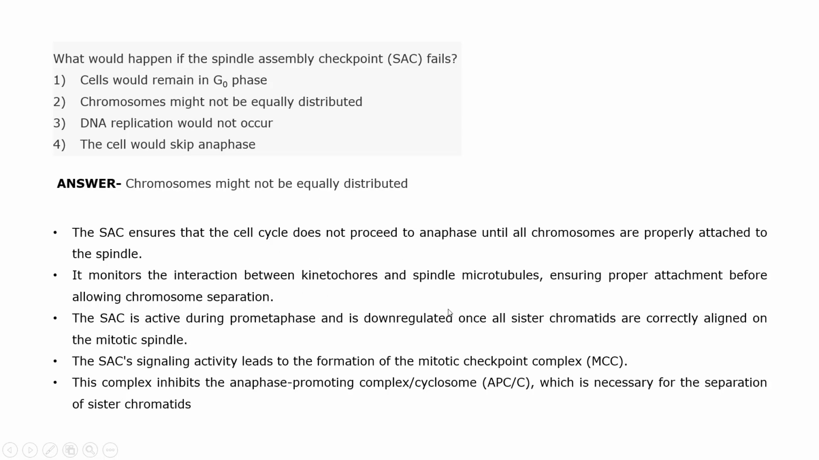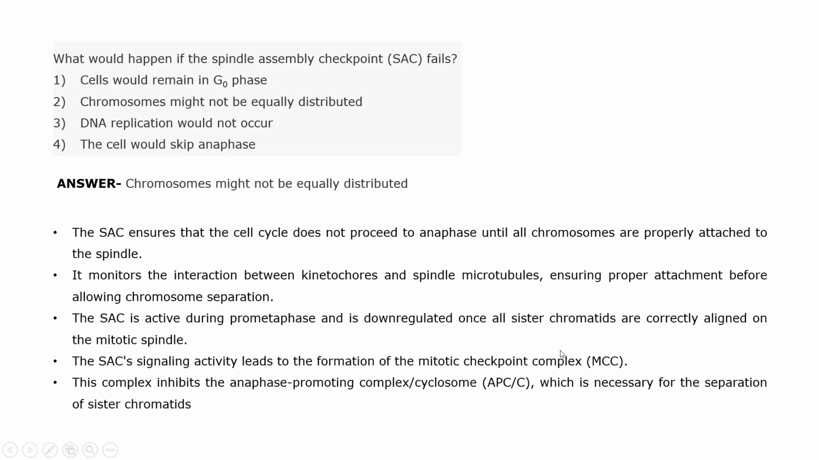It monitors the interaction between kinetochores and the spindle microtubules, ensuring proper attachment before allowing chromosome separation. And it is active during the prometaphase stage and is downregulated once all the sister chromatids are correctly aligned on the mitotic spindle. So once that is achieved, there is no need for this checkpoint to be active. All the components that promote this checkpoint get degraded, promoting the transition to anaphase stage.